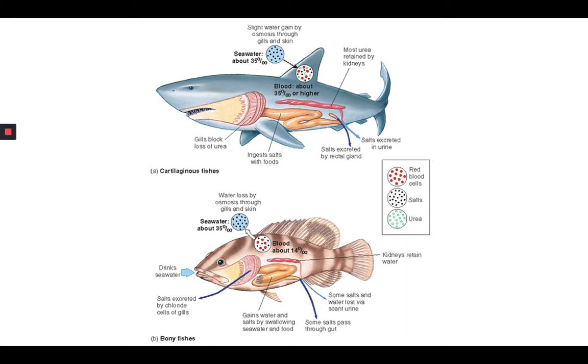So here we can see the difference between a cartilaginous fish, that's a shark, and a bony fish. A shark's blood is very close to the same concentration of salt as the seawater. So the gills in a shark block the loss of urea. They ingest salt with their food, and they excrete the salt by a rectal gland.